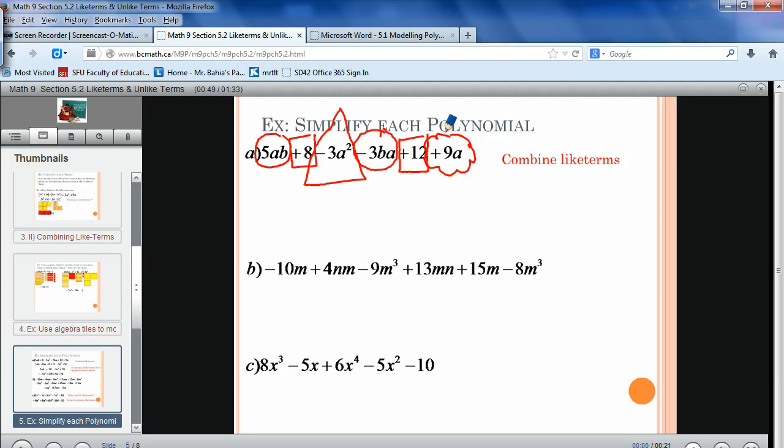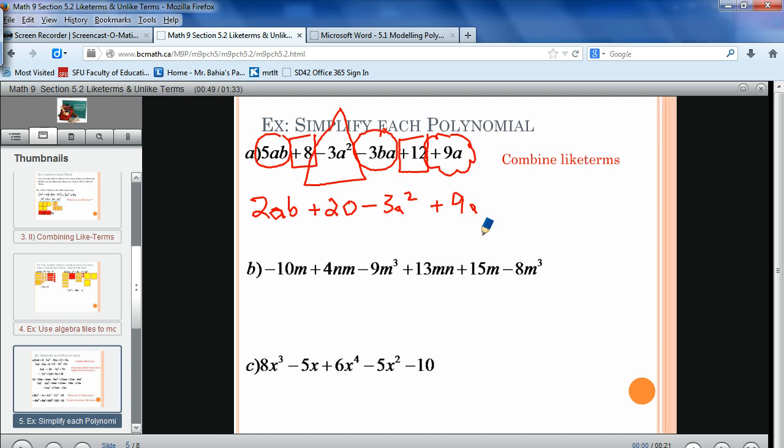So either algebra tiles or the circles and squares method, pick whatever you like. That minus that, 5 minus 3 is 2, and you can call it AB or BA, it doesn't really matter, it means the same thing. Let's call it AB. Let's take care of the squares here. 8 plus 12 is 20. That's why it's important to put the sign in front of it, don't forget that. The triangles are only one of them, so it's just minus 3a squared. And you get the cloud, which is plus 9a. There's only one of them.